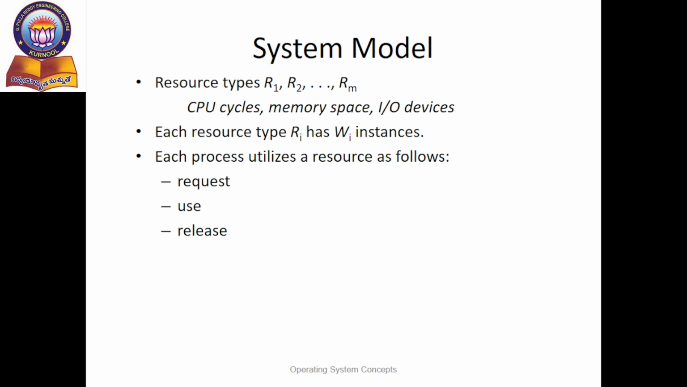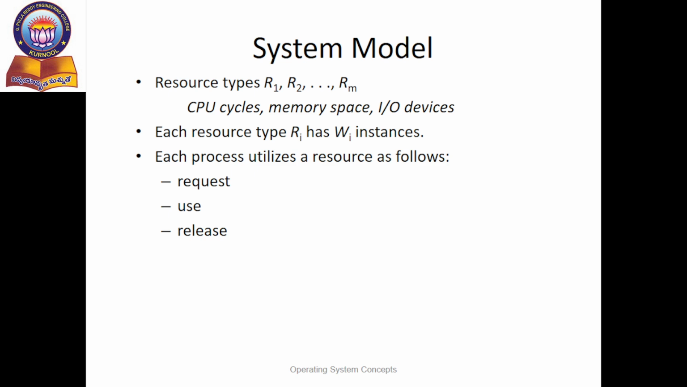So there are several resources which can be shared among various processes. Now, let us see what are the types of events that occur. Whenever a process has to utilize a resource, the following are the three events that in general occur. So what are they?